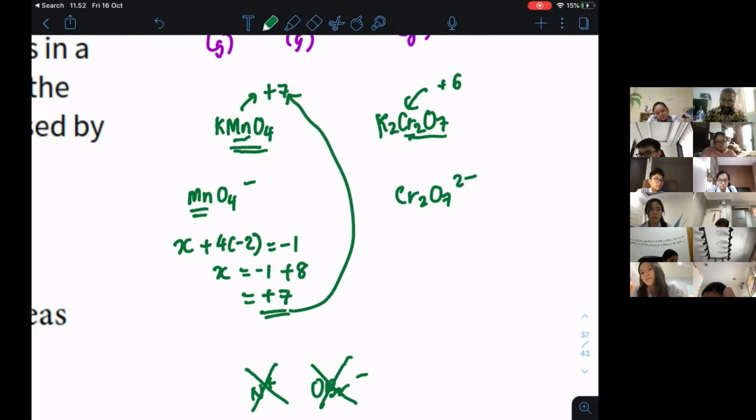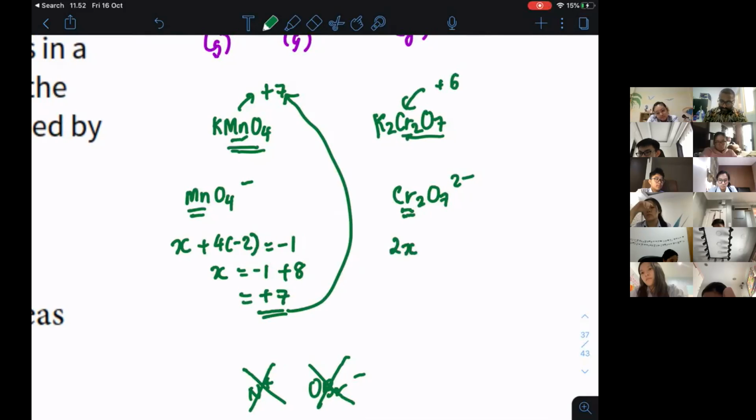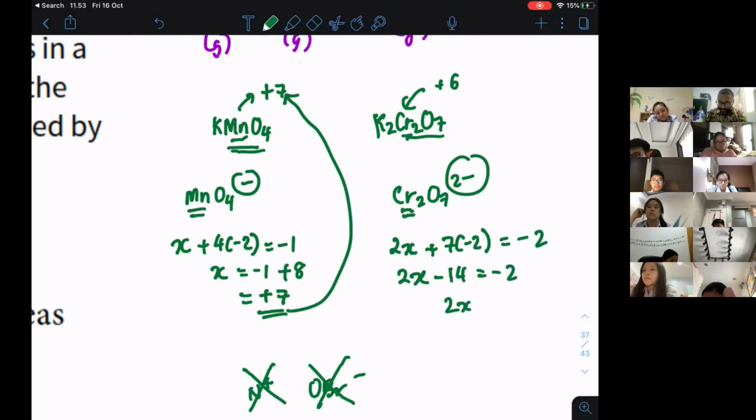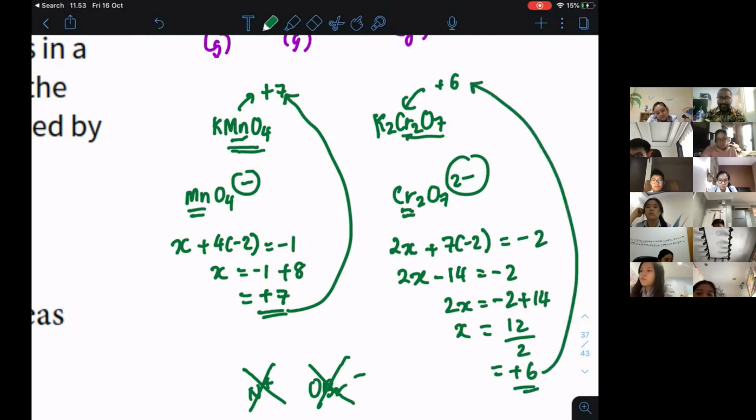If I want to find out for Cr, so 2 times x, I just put x. Plus 7 times -2, oxygen is always -2, equals the total charge, which is -2. Just now it was -1. So 2x minus 14 equals -2. 2x equals -2 plus 14, so x is going to be 12 divided by 2. You will get plus 6, which is proven over here.